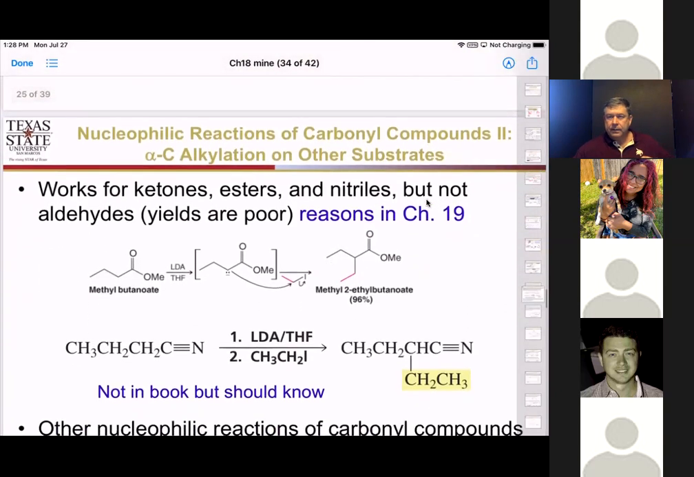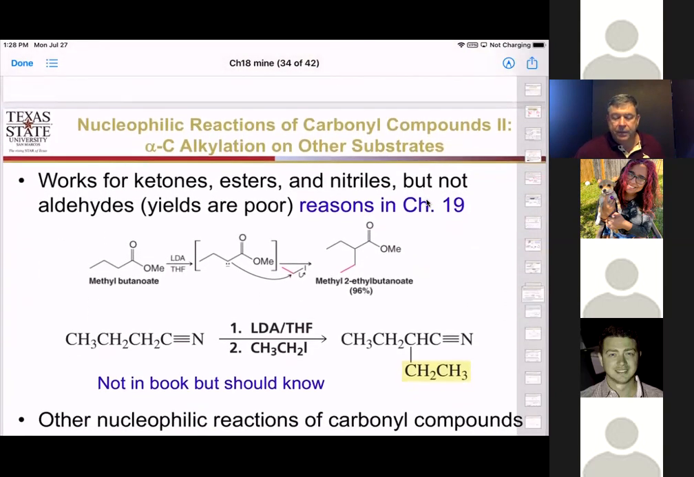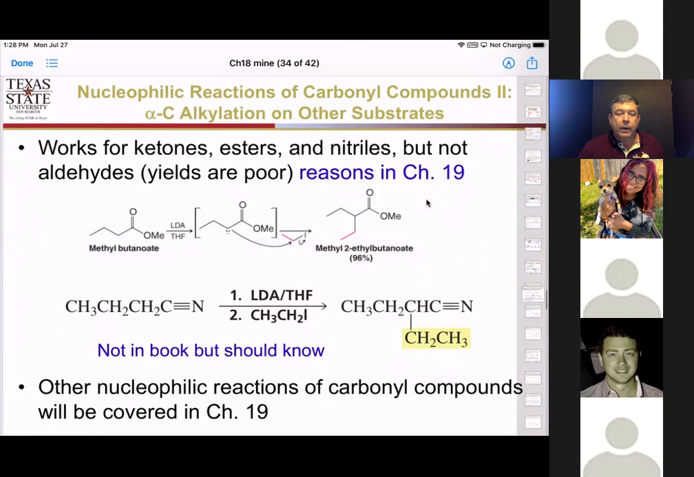Okay. All right. So in the rest of this chapter and in the next chapter, we're going to talk about these reactions with these anions we're forming on carbon and the different kinds of substitutions we can get on them. So we're looking at nucleophilic reactions of carbonyl compounds at that carbon alpha to our carboxylic acids, ketones, esters, or nitriles.